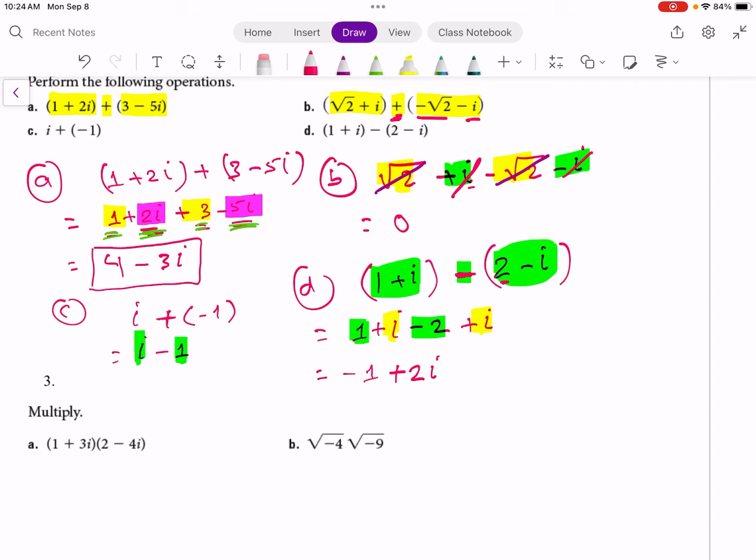So this is how we add or subtract complex numbers. Basically, it's simplifying the algebra. You are looking for the like terms and simplifying the like terms. Any question on addition and subtraction of complex numbers? Now, next we have multiplication.